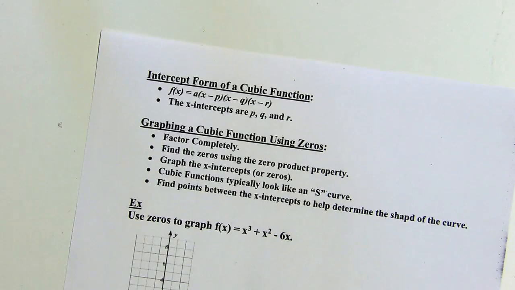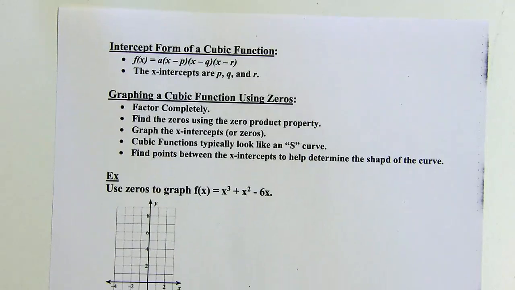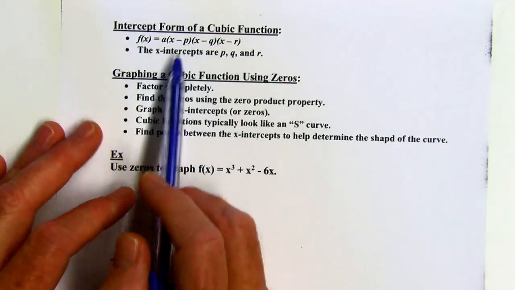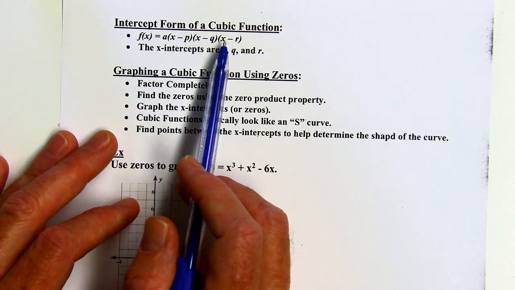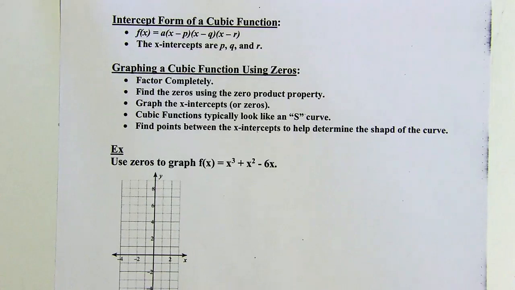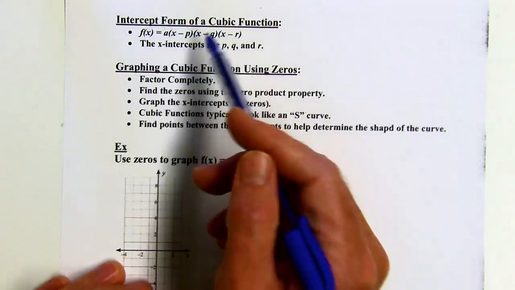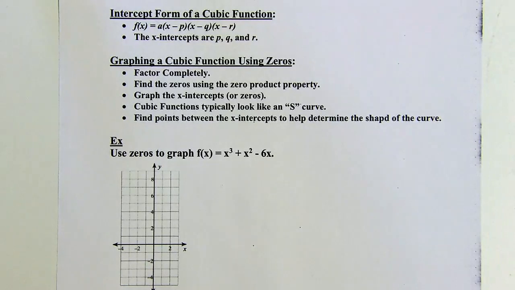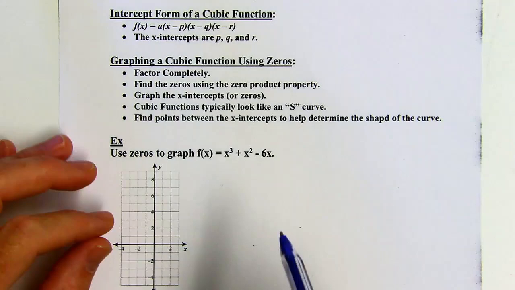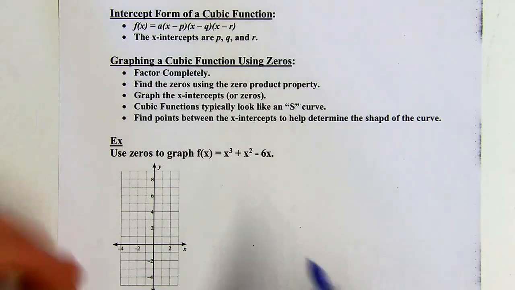All right, last page. There's a whole lot in this section. So we're going to look at cubic functions. Okay, and intercept form of a cubic function looks very similar. It just has a third x-intercept. Okay, so and the x-intercepts are going to be points p, q, and r. So let's look at graphing a cubic function using zeros. Okay, so it's really the same type of process.